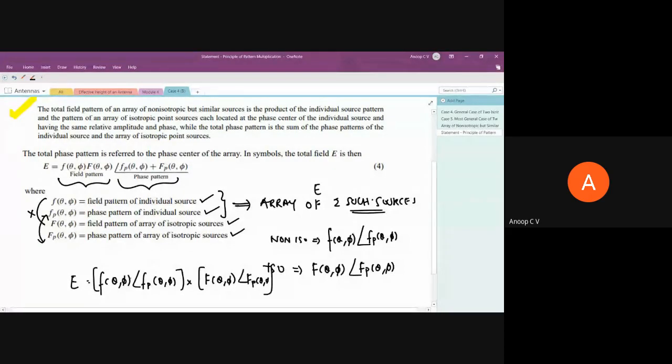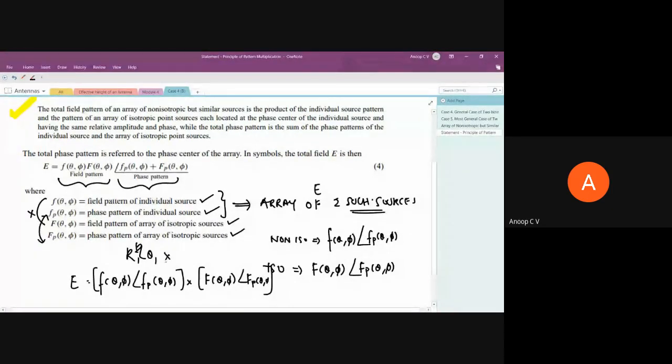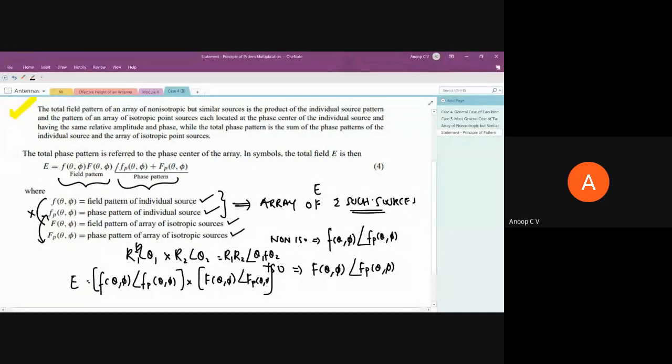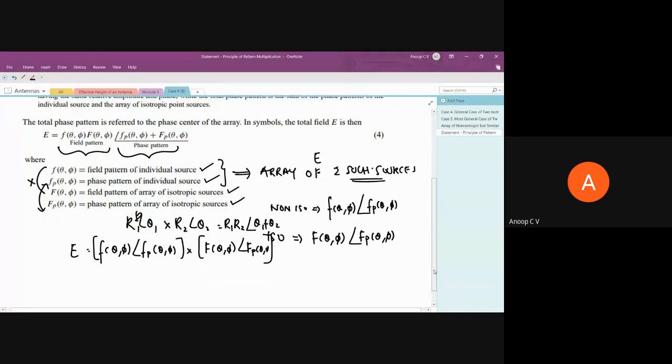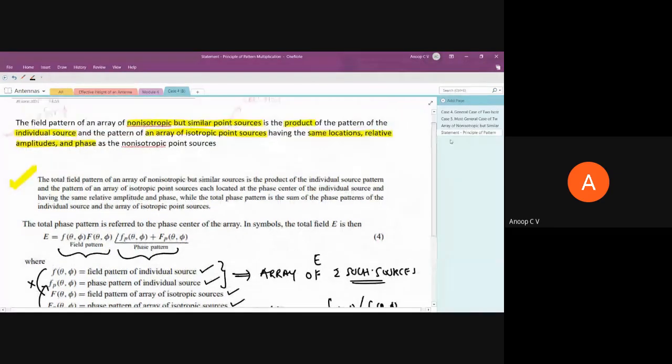So this, you know, r1 angle theta 1 into r2 angle theta 2 is equal to magnitude r1 r2, and the phase angles will be added. So the resultant field will have magnitude pattern as the product of magnitudes, and phase pattern as the sum of phases. That is the most general expression. That is how generally we can write the principle of pattern multiplication, right?